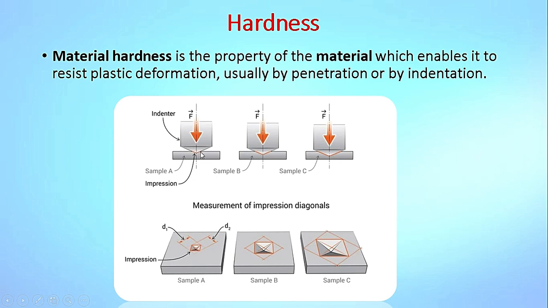Here we can see the impression is very small in sample A compared to sample C. So in sample C there is more plastic deformation compared to sample A. So we can see that C has lower hardness compared to sample A.